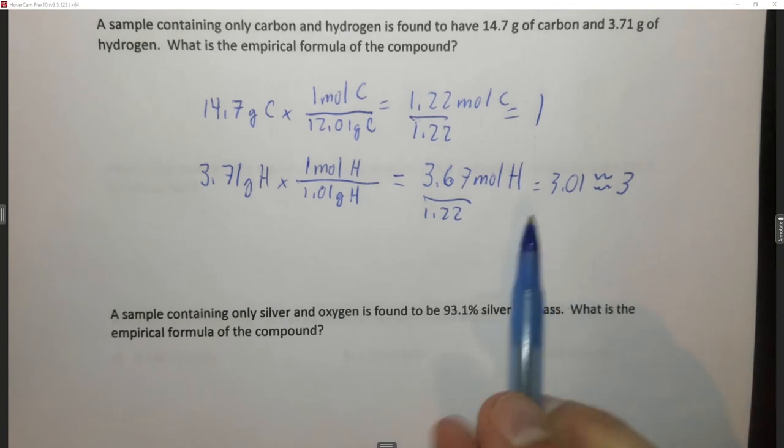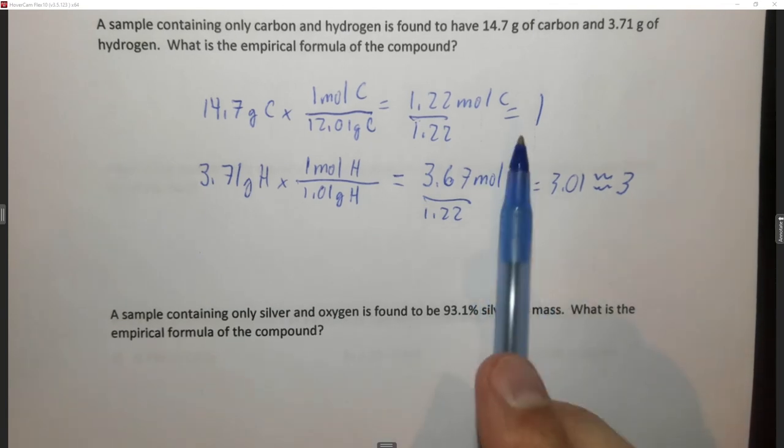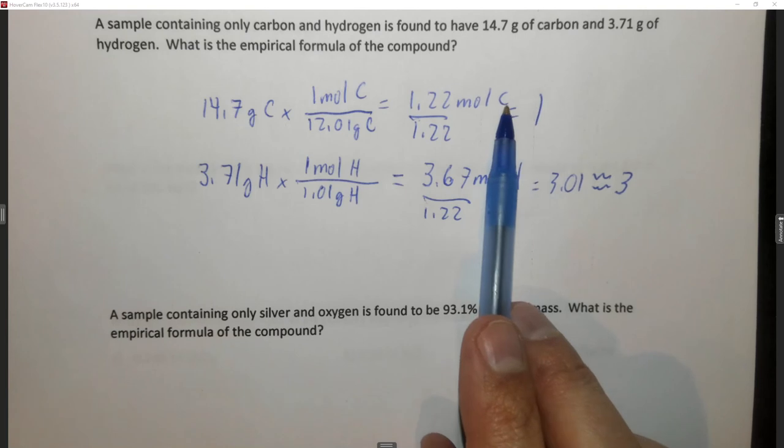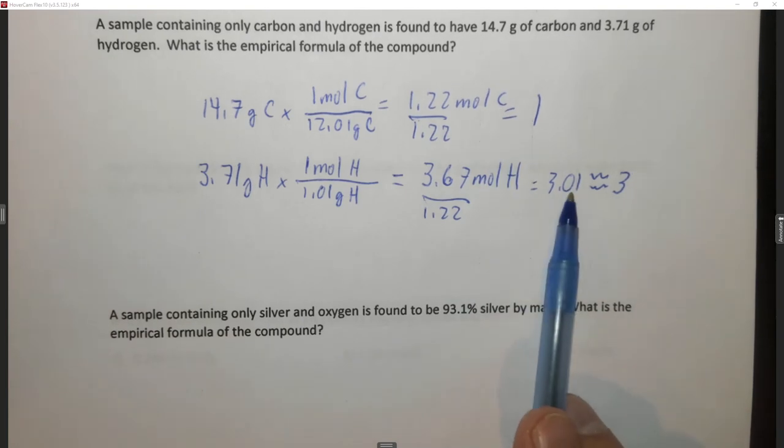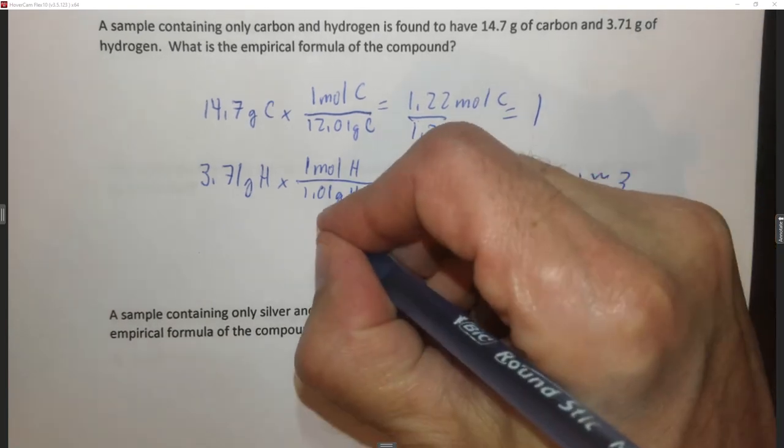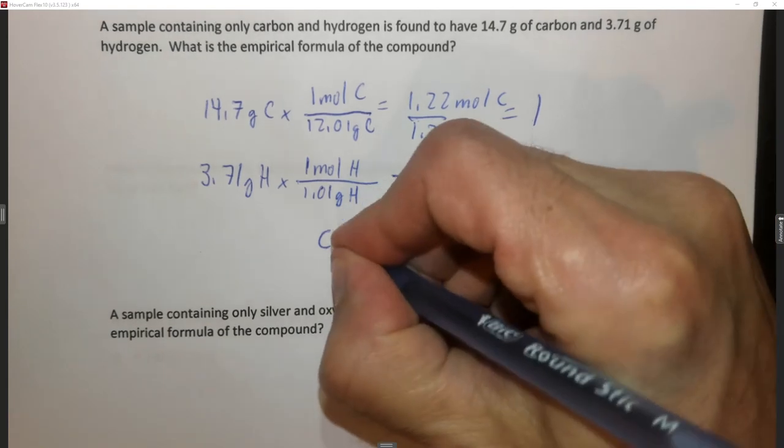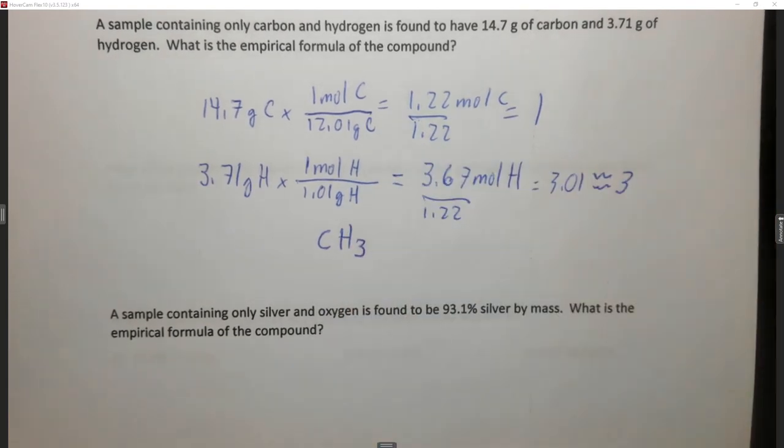But we're not done yet. An empirical formula is a formula. And what this means is, for every 1 mole of carbon, there are 3 moles of hydrogen. A formula is C1, we don't write the 1, H3, like so.